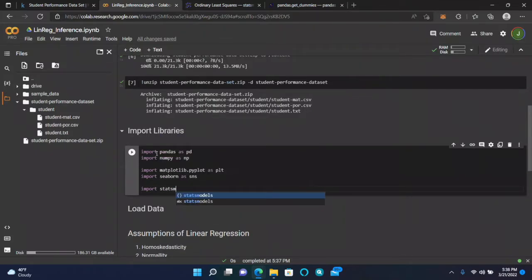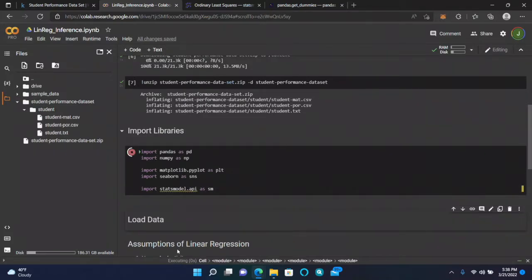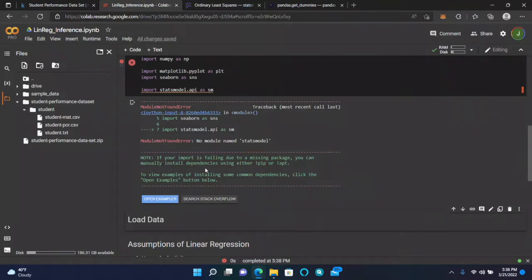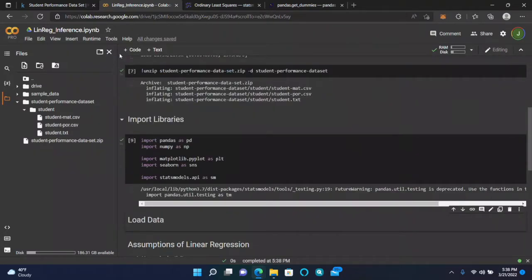And we want statsmodels.api as SM for actually doing the ordinary least squares regression. I forgot the S. There you go. Done. Alright, let's load our data in.